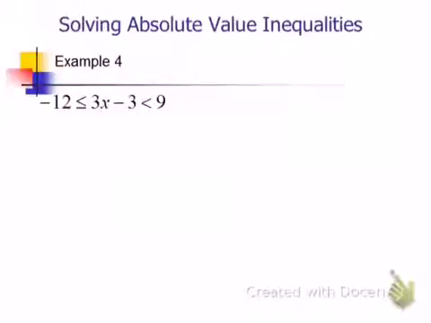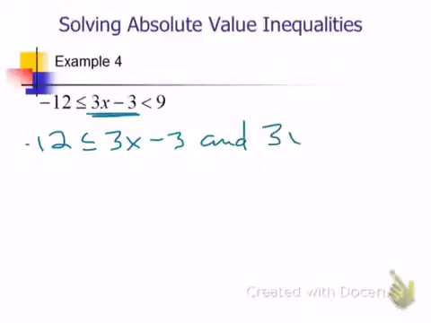Another way that you can write a compound inequality is like this one. Now, do you think this would be an "and" problem or an "or" problem? It's got to be "and," right? Because we're comparing this one quantity in the middle to both things on the outside. So what we're really saying here is that negative 12 is less than or equal to 3x minus 3, and 3x minus 3 is also less than 9.